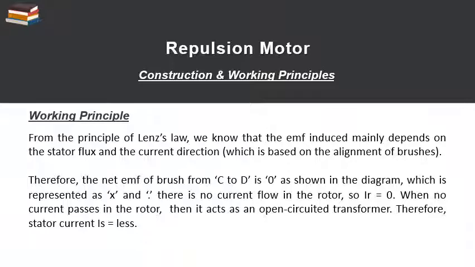From Lenz's law, we know that the induced EMF mainly depends on the stator flux and the current direction, which is based on the alignment of the brushes. Therefore, the net EMF of the brush from C to D is 0, as shown in the figure, represented as cross and dot. There is no current flow in the rotor, so the rotor current IR is equal to 0. When no current passes in the rotor, it acts as an open circuit transformer. Therefore, the stator current IS is less.